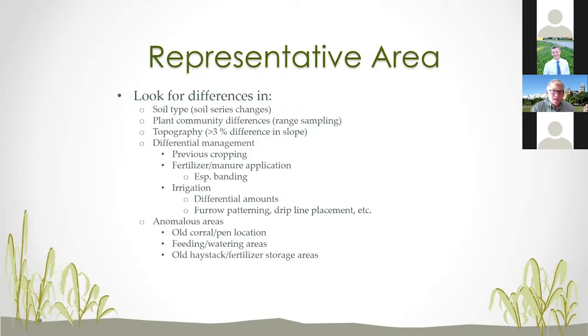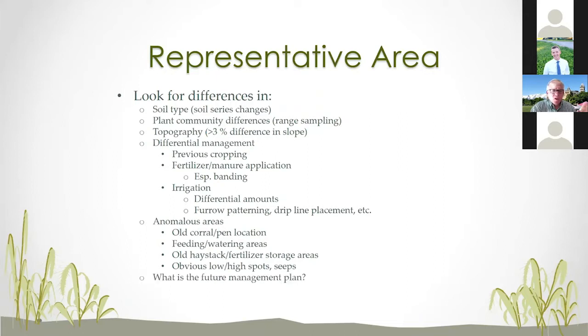Feeding and watering areas, old haystacks, fertilizer storage areas and things that might have been removed. They can also be just real point, small area anomalies sometimes within a field that we should take into account when we're sampling. We don't want to artificially weight a result by taking samples from areas like that that are vastly different from the rest of the field condition. And then obvious high, low spots, salt seeps and other things we typically try to avoid in our sampling patterns.